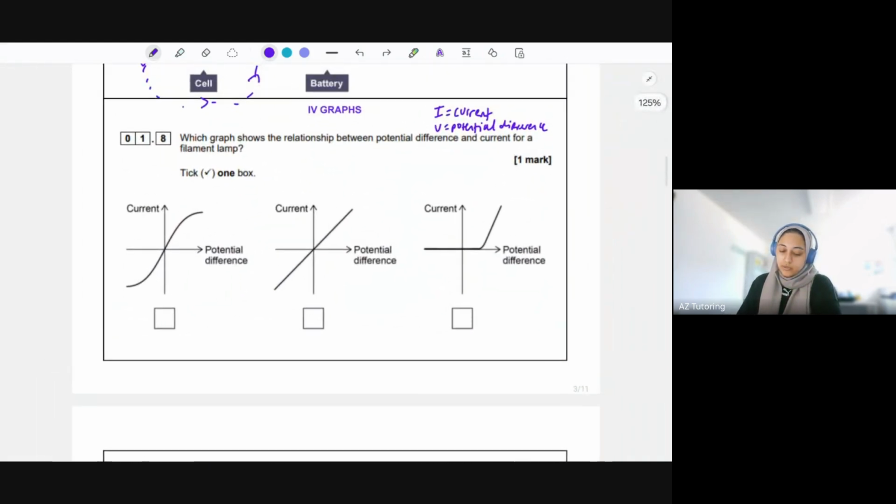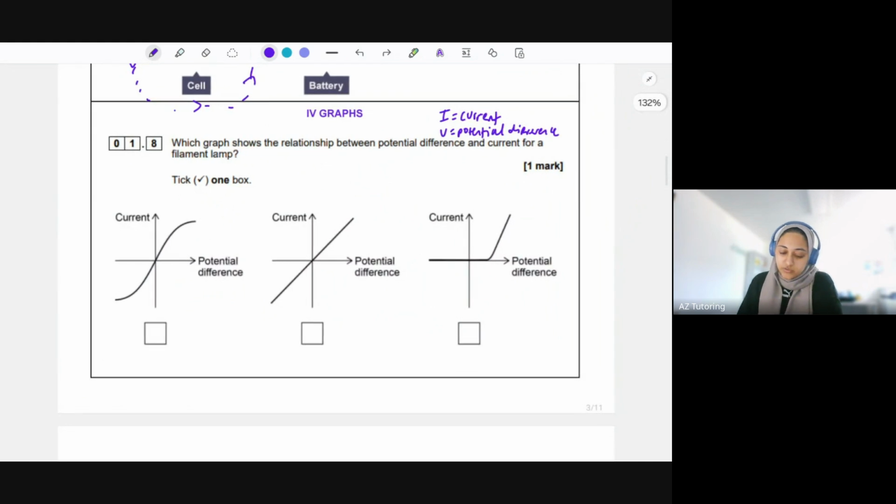Okay, so you need to be familiar with all these graphs. It says which graph shows a relationship between the potential difference and current for a filament lamp. These three examples you need to be aware of. The first one is for a filament lamp. I'll tick that anyway, but this is for the filament lamp. If it's directly proportional, that's an ohmic conductor. And you can see it's directly proportional. If you increase one, it'll increase the other.